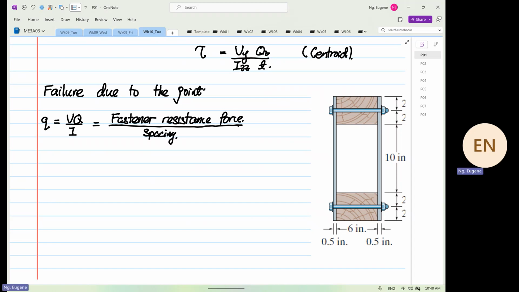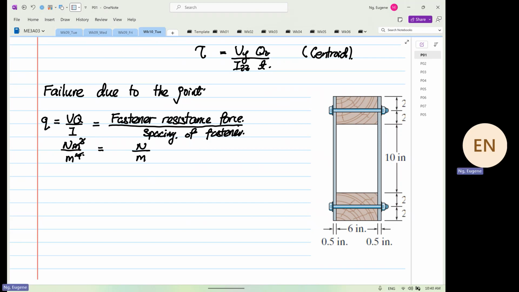Now, both of these can be equal because if you look at the units, this is Newton meter cubed per meter to the fourth, which is equal to Newton per meter. So the spacing of the fastener, I beg your pardon. When you cancel here, the units are the same.